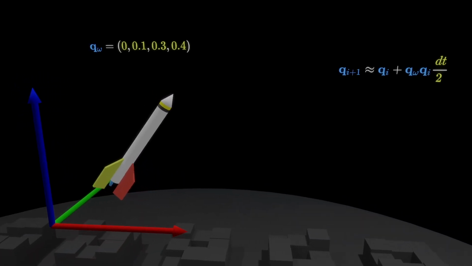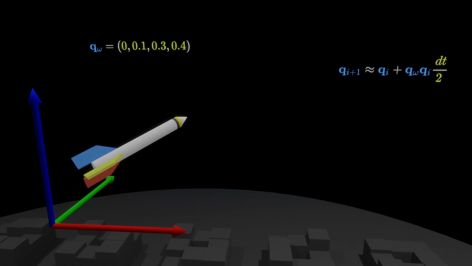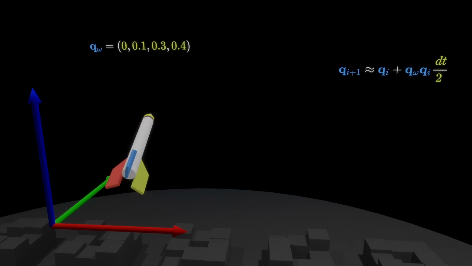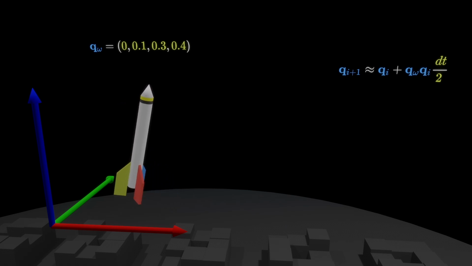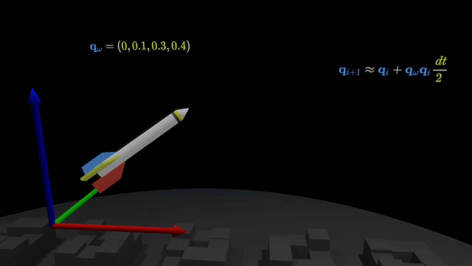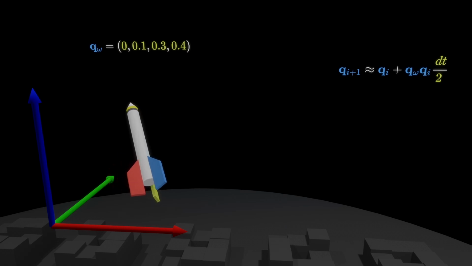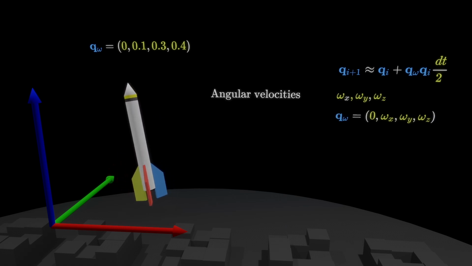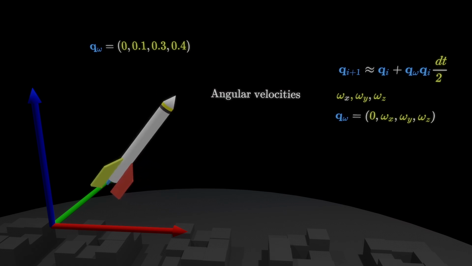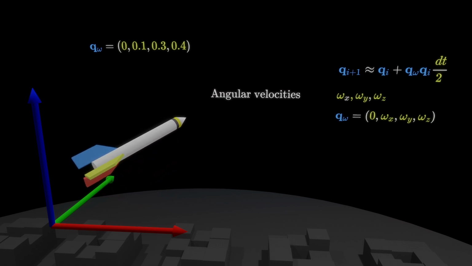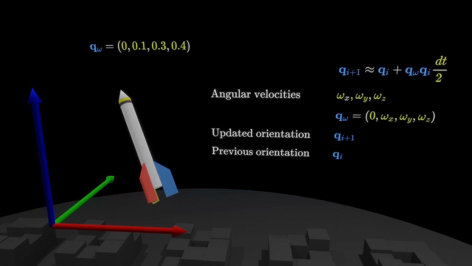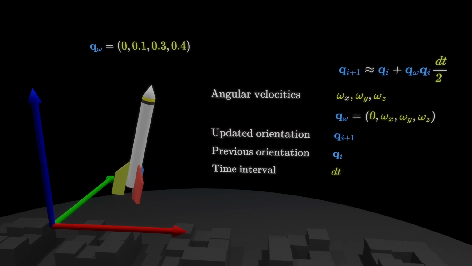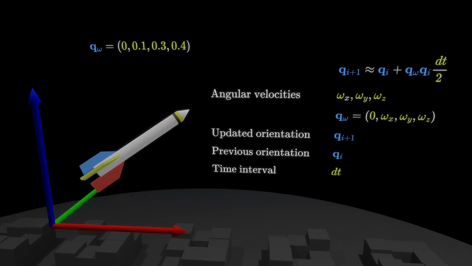It will be especially useful if you are working with any device that is equipped with a gyroscope. The gyroscope is a device that measures current angular velocities in the local reference frame. If we read these values frequently, we can use this formula to update orientation quaternion and keep track of the device orientation. Here, q omega is angular velocities from the gyro combined with zero scalar part. q i plus 1 is updated quaternion. q i is quaternion from the previous iteration, and dt is the time interval of one iteration.